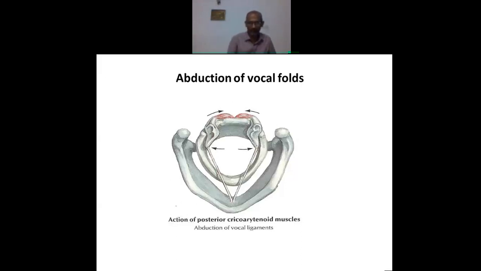This is abduction. Just a quick look, I hope the video plays. Yeah, it's playing. This is the lateral cricoarytenoid.